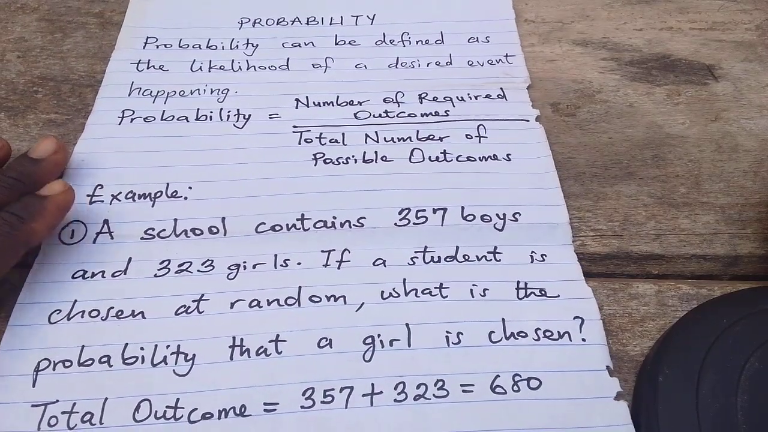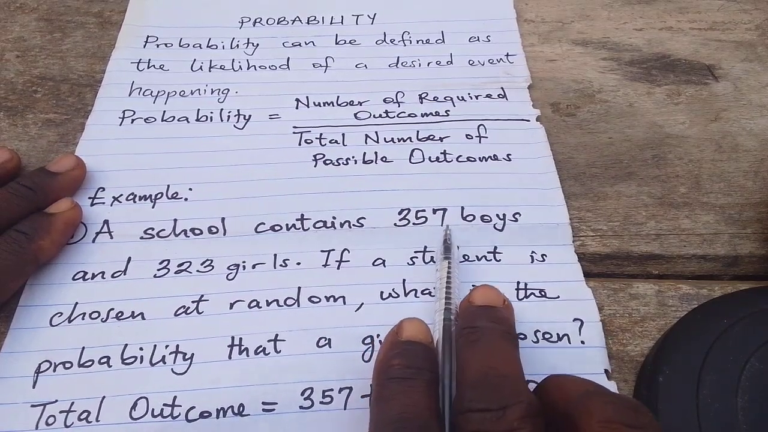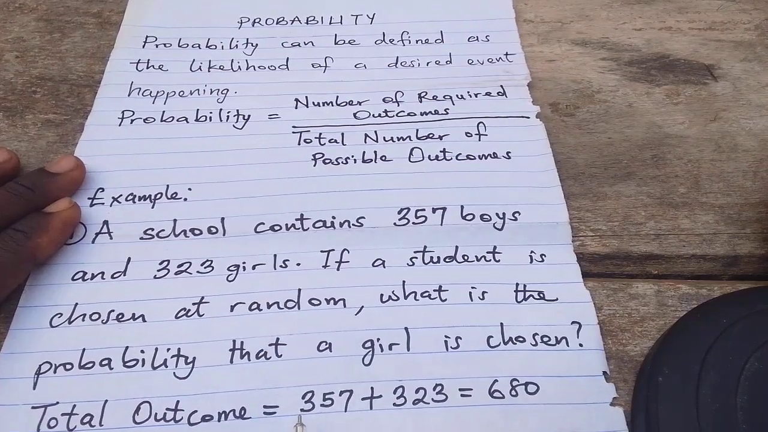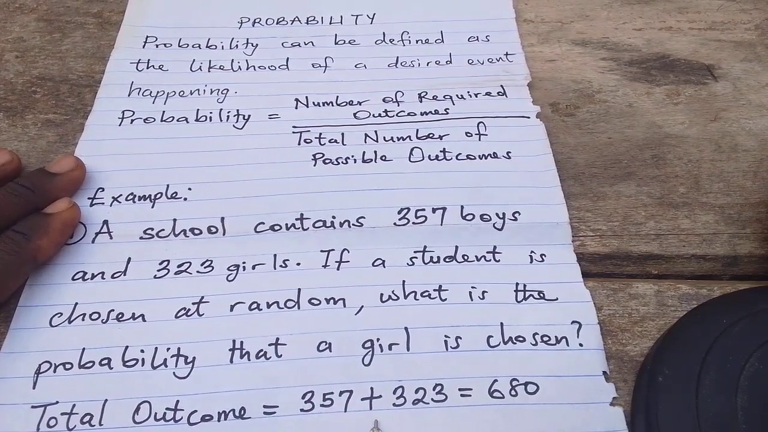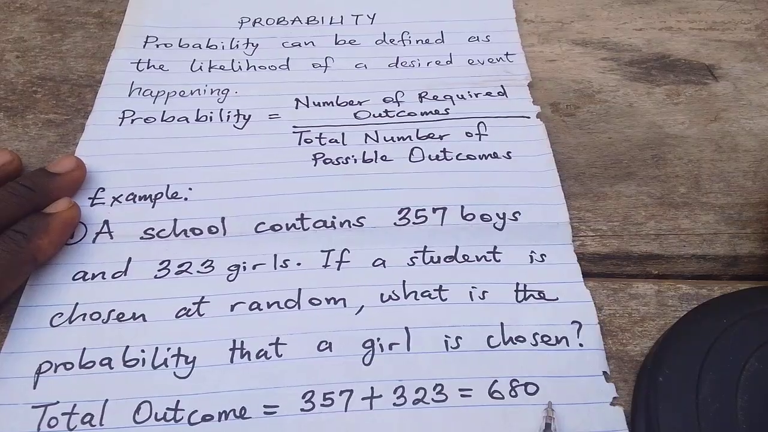So the total number of possible outcomes will be the number of the boys plus the number of the girls. The number of the boys is 357 plus the total number of the girls, 323. When you add it together, you get 680.